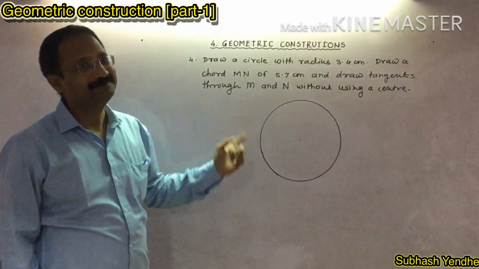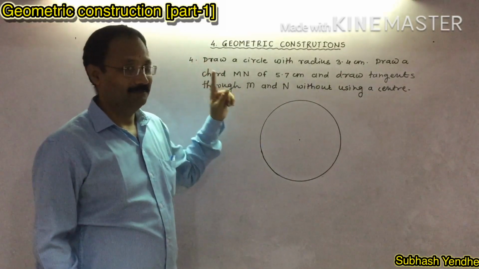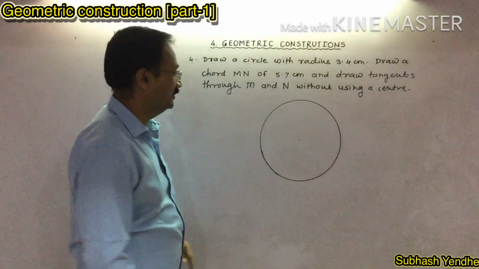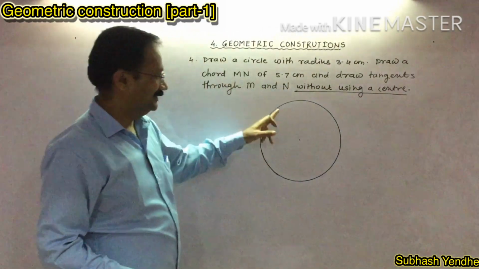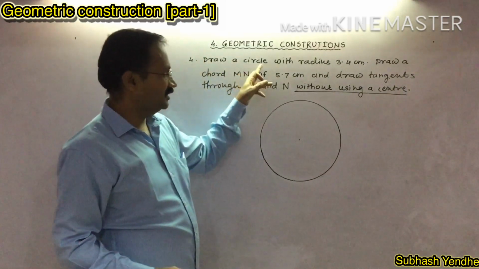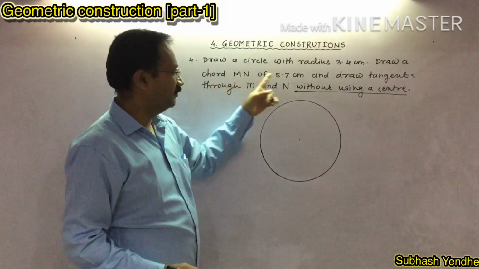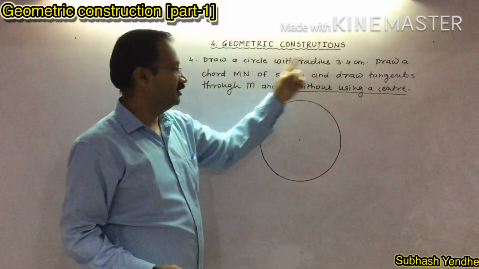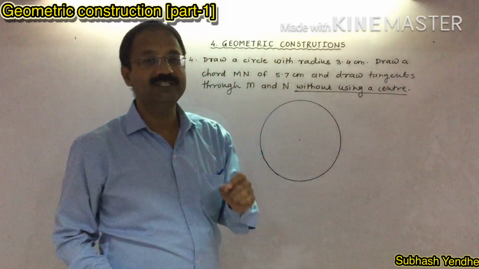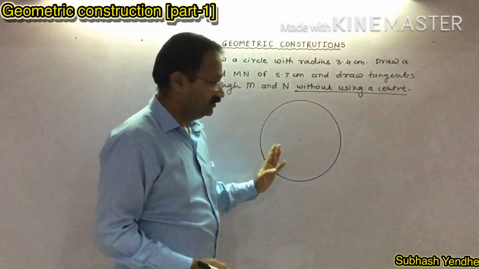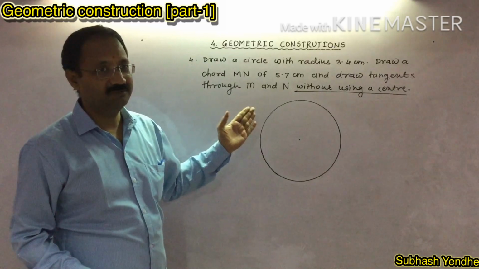Now read the sum. The sum is the same as that of sum number 3, but the condition is changed: without using the center of circle. So draw a circle with radius 3.4 centimeter. Draw a chord MN of 5.7 centimeter and draw tangents through the points M and N, but without using the center of circle. So I told you in the second sum how to draw without using the center of circle.